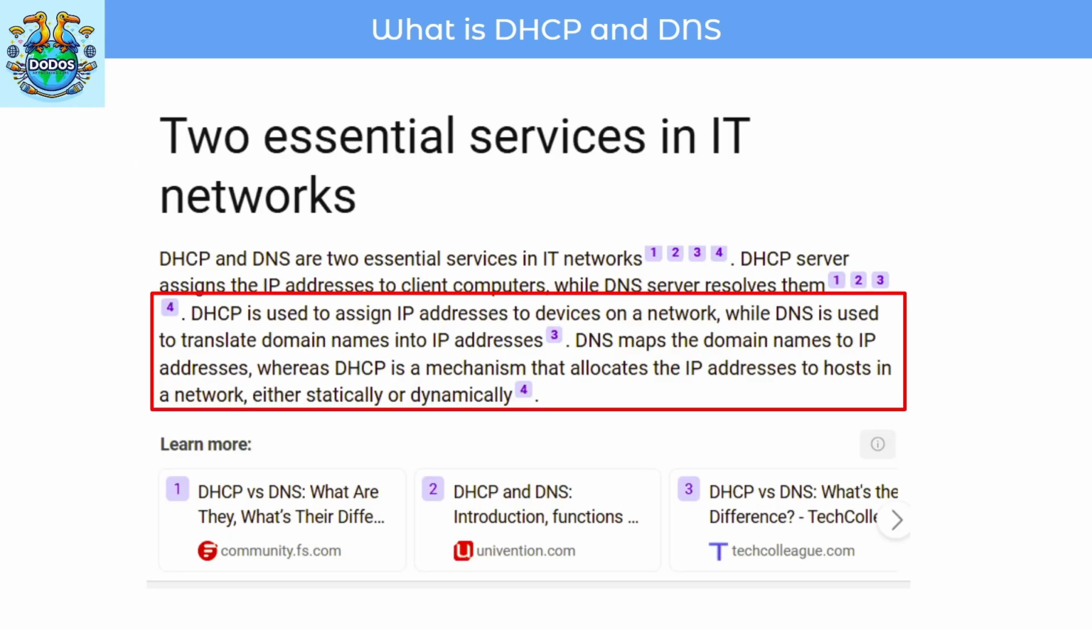DHCP is used to assign IP addresses to devices on the network, while DNS is used to translate domain names into IP addresses. DNS maps the domain names to IP addresses, whereas DHCP is a mechanism that allocates the IP addresses to the hosts in a network, either statically or dynamically.